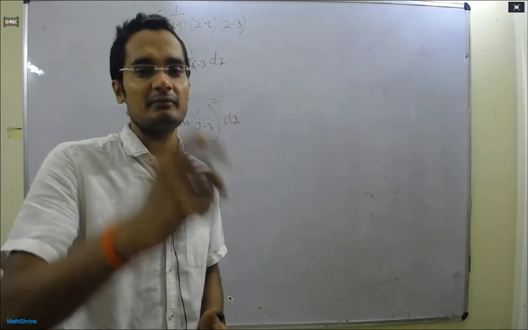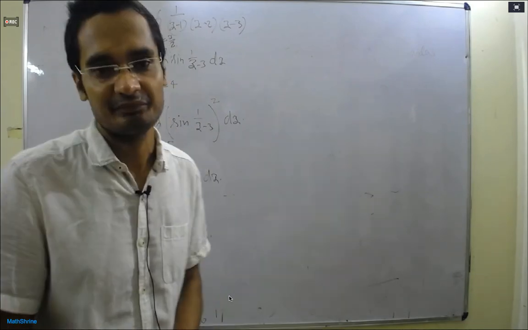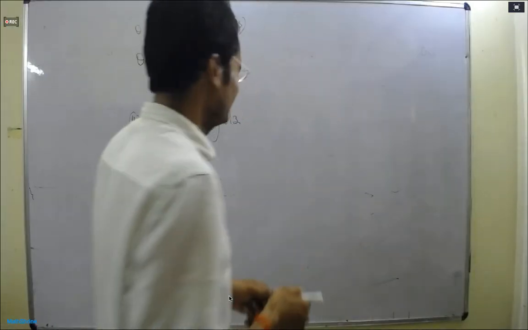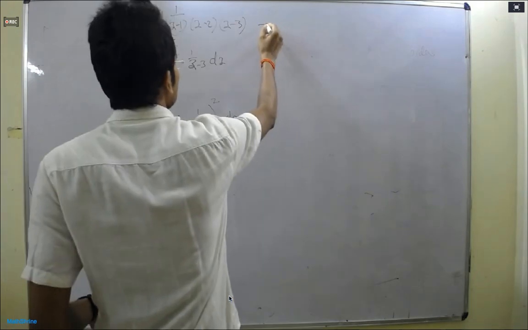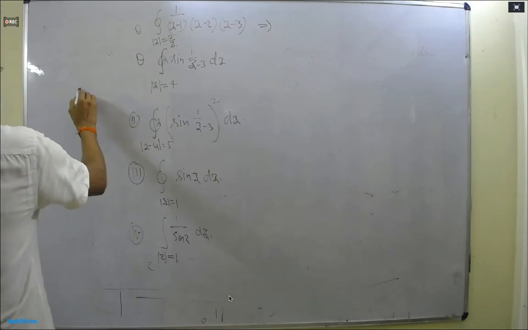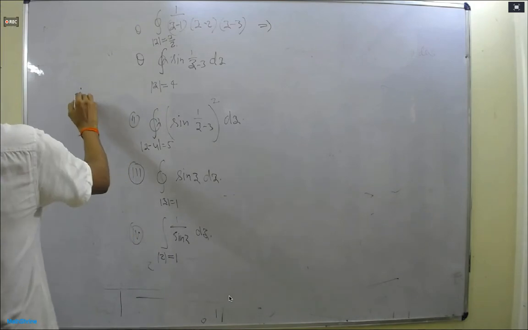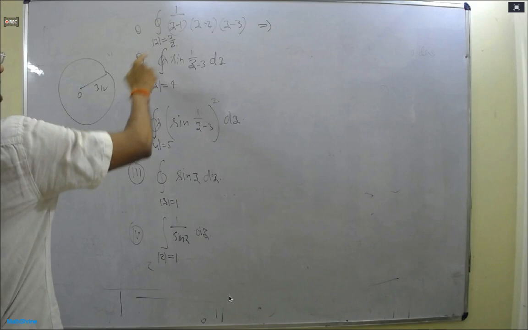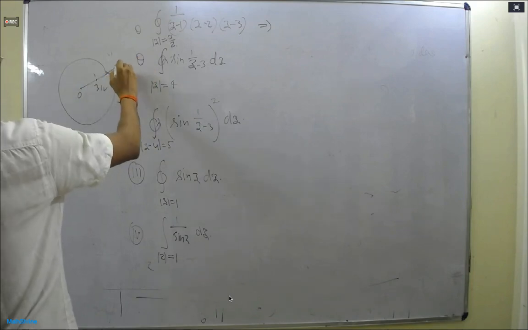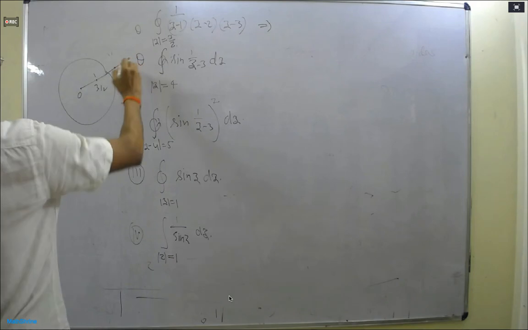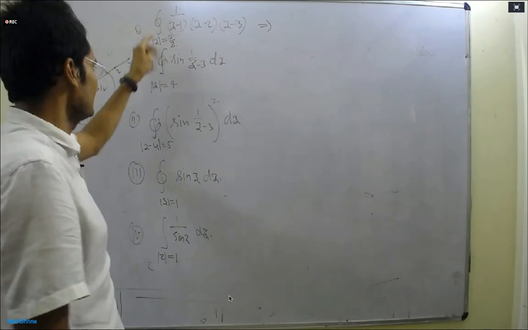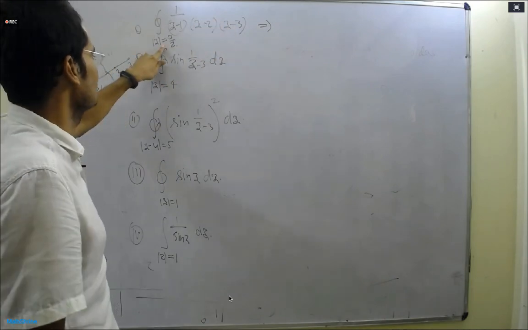Okay, so see the first answer. The region is given, mod z is equal to 3 by 2, which is a curve with center 0 and radius 3 by 2. So definitely 1 will lie inside, 2 will lie outside, 3 will lie outside. This function has poles at 1, 2, 3, but 2 and 3 are outside the curve. So this answer will come out 2 pi i into the residue of the function at 1.